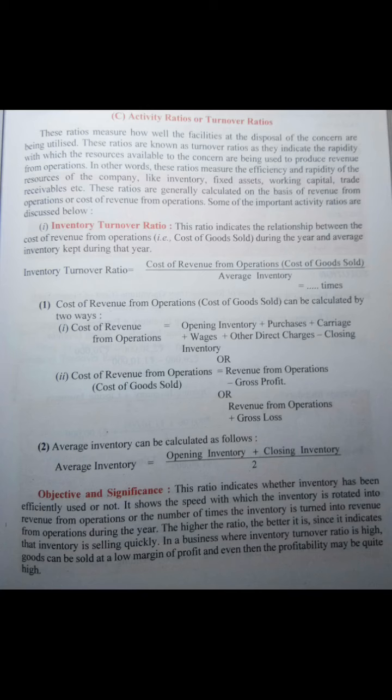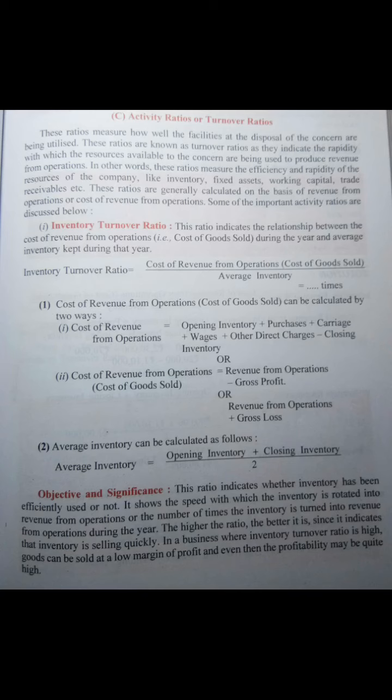So the first ratio under this category is inventory turnover ratio. This ratio indicates the relationship between the cost of revenue from operation during the year and average inventory. So the formula is given here, you can see, and it is represented in times.